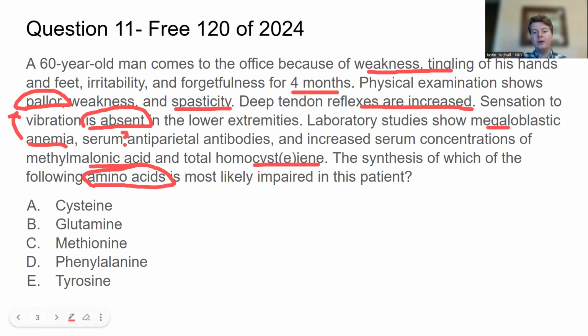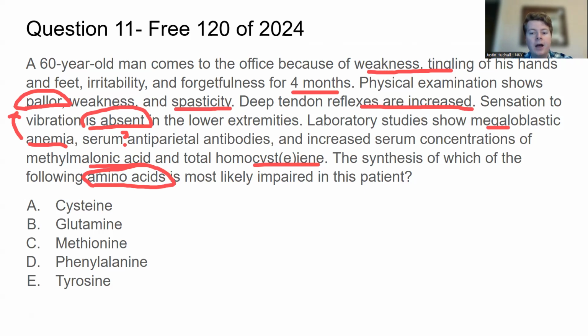So, like I said, we're assuming it's a spinal cord issue because the reflexes are increased and dorsal columns are knocked out as well. And laboratory shows a megaloblastic anemia. So, with those two systems in mind, I was thinking maybe a B12 deficiency. And that would also play into the weakness and the tingling of the hands. It would show all those neurological signs.